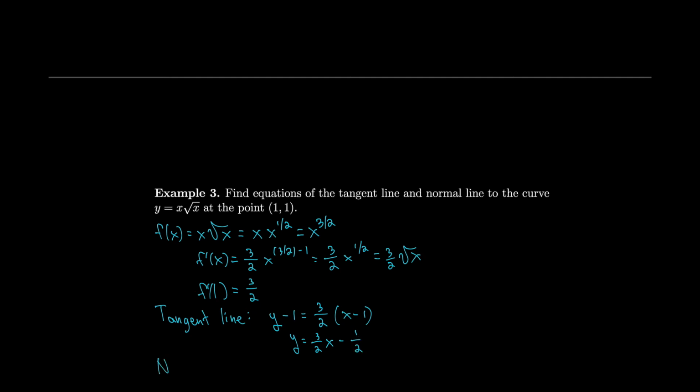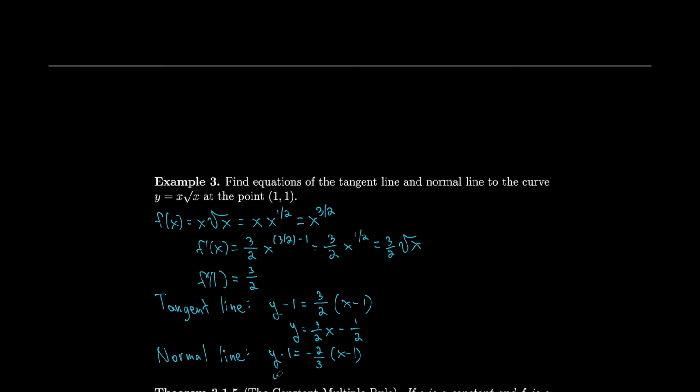Now for our normal line. Remember, it's the exact same thing as our tangent line, except that the slope will be different because it's perpendicular. So instead of 3 over 2, we have to make it the negative reciprocal, so it becomes negative 2/3. Okay, that's the same thing as saying y equals negative 2/3 x plus 5/3.